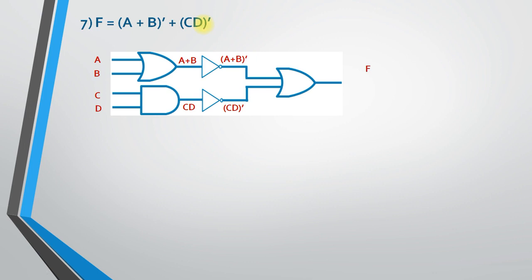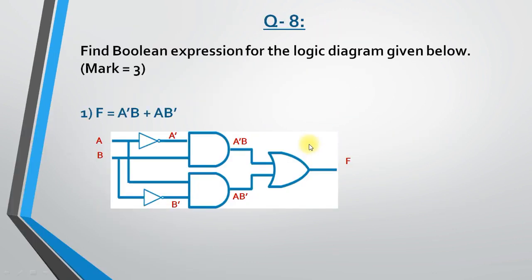I want to repeat this point once again: in today's session, we are going to find the Boolean expression for a logic diagram given below. That means the expression is not given. They just give the logic diagram. Based on the logic diagram, you need to make the Boolean function. Is that clear to everyone?